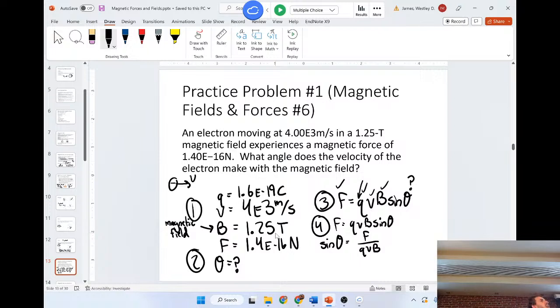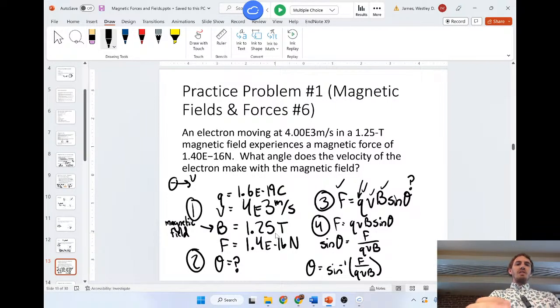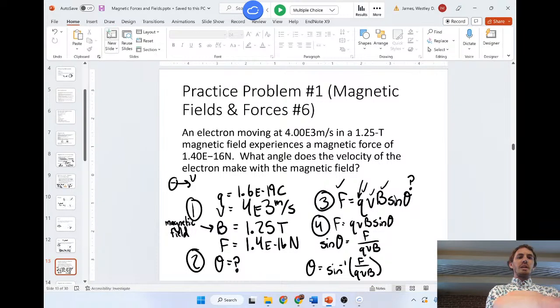What's the opposite of sine? Sine inverse. So theta will be sine inverse of F over QvB. I am going to make a new slide to give myself enough room so that I am not crammed.